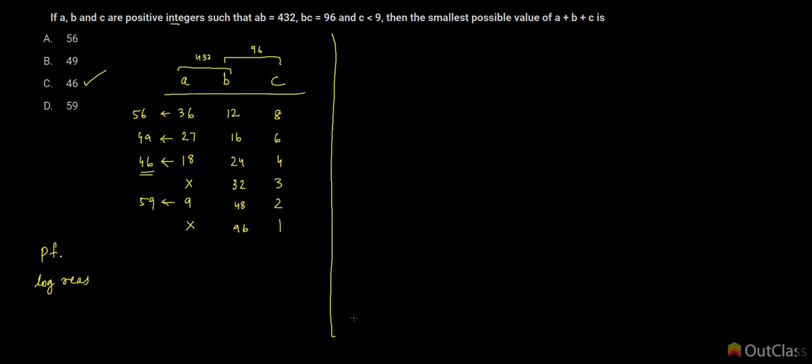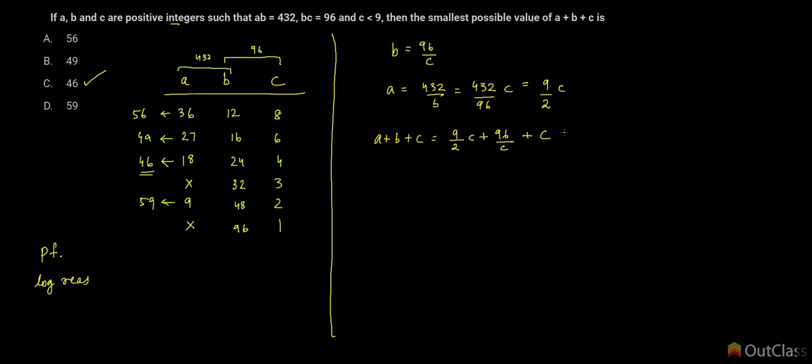Alternately, if you want to do that, you would say that B is 96 by C and then A is 432 by B, which is 432 by 96 by C. Now if you simplify this 432 by 96, you will get 9 by 2, so A is 9 by 2 C. Then the A plus B plus C that we want, we can put in terms of C. It is 9 by 2 C plus 96 by C plus C, which can then be written as 11 by 2 C plus 96 by C.